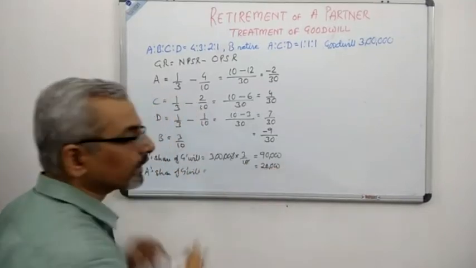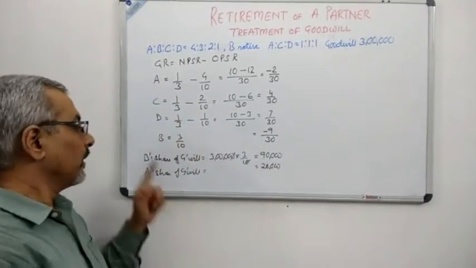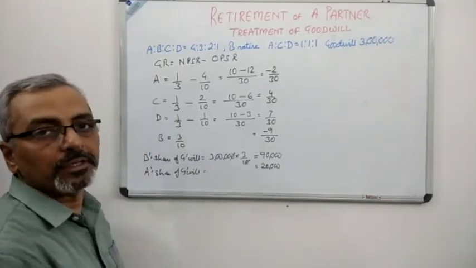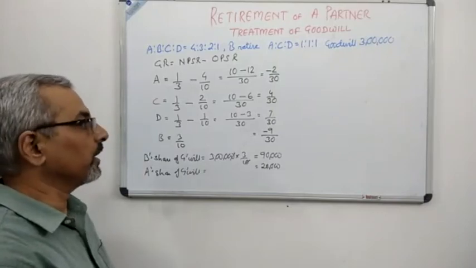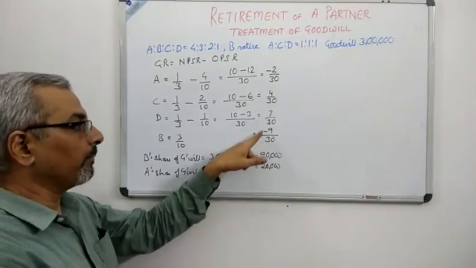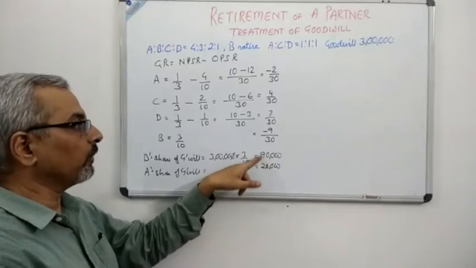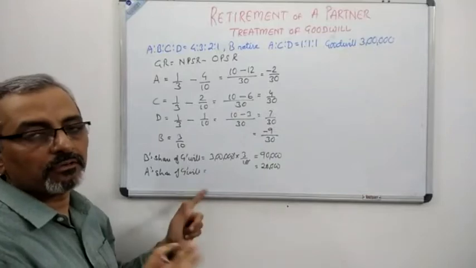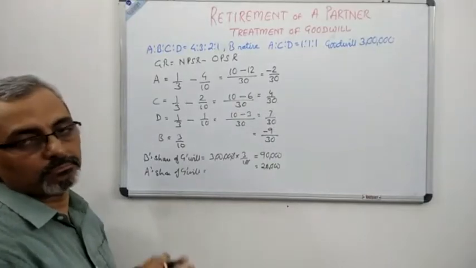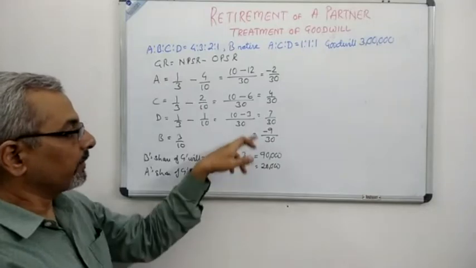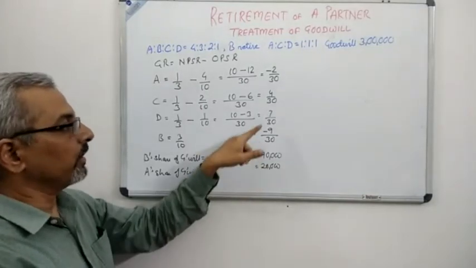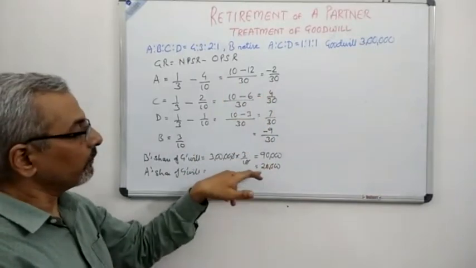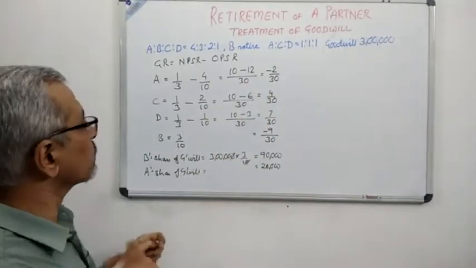Why have we calculated that? We have calculated that because these two partners will be credited and C and D will be debited. By how much? See very carefully. Over here, if 9 by 30 is 90,000, 4 by 30 will be 40,000, and 7 by 30 will be 70,000. It's very simple calculation. Don't have to break your head over here. Please understand, 9 by 30 is 90,000. So therefore, 4 by 30 will be 40,000, 7 by 30 will be 70,000, and we've already calculated 2 by 30. Now let us pass the journal entry.